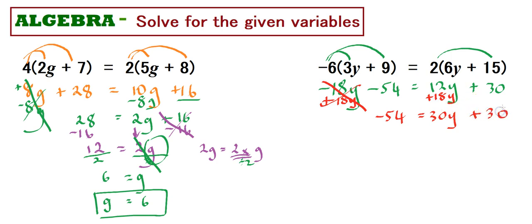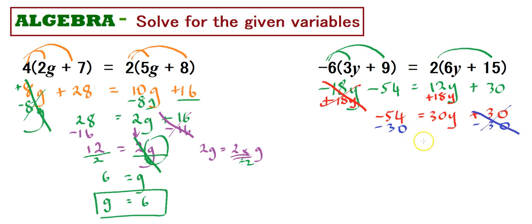This cancels out. We're left with minus 54 on the left hand side and 30y on the right, and it's plus 30. So now we want to get rid of this plus 30 because it's on the same side as our y, and we don't want that. We need constant values on the opposite side to the side which has our variable. So let's get rid of this. So it's minus 30 and minus 30.